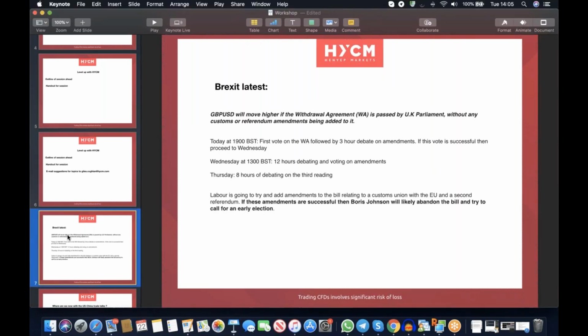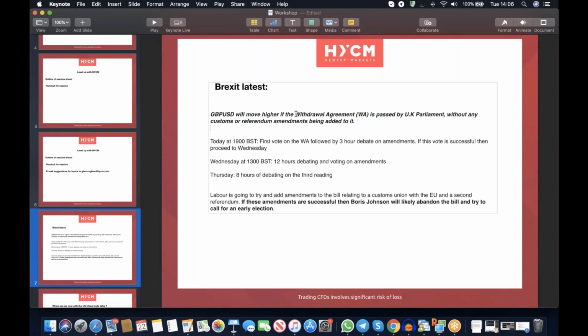Okay, now the Brexit latest. We're going to get into this straight away. We are reaching a really pivotal point for Brexit. The main issue today is what is going to happen with the withdrawal agreement bill, which is being voted on today. What will move the pound higher is if the withdrawal agreement bill is passed by UK Parliament, but without any customs or referendum amendments being added to it. That is the key issue.